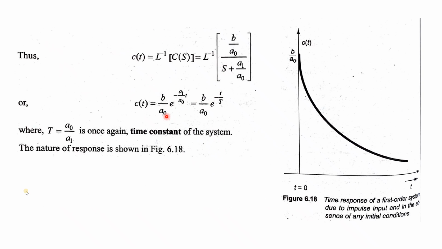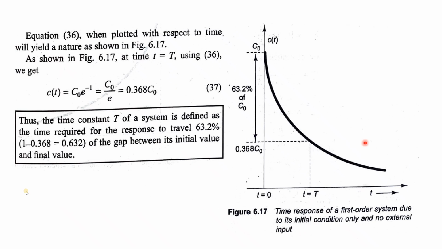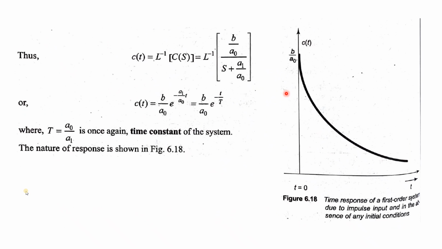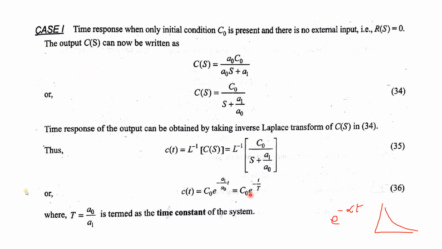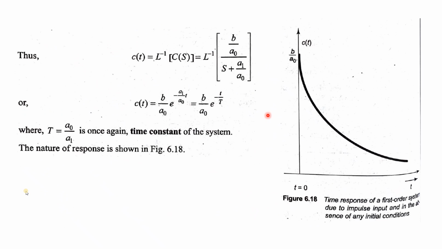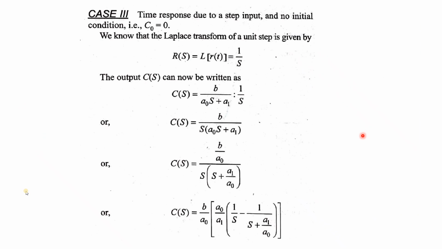Once you represent, then you find the inverse Laplace of C(s). You get B by A0 e to the power minus the same thing. So here also it is an exponentially decreasing function. The values may change depending upon A0 and all these things. Here it was C0, over here it is not C0, it is B by A0. So the response is exponentially decreasing, but there is some change in the output.